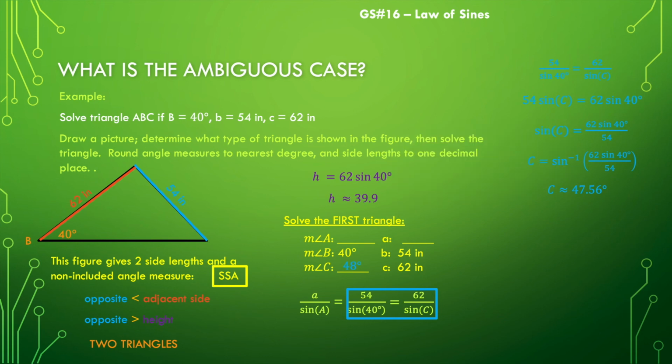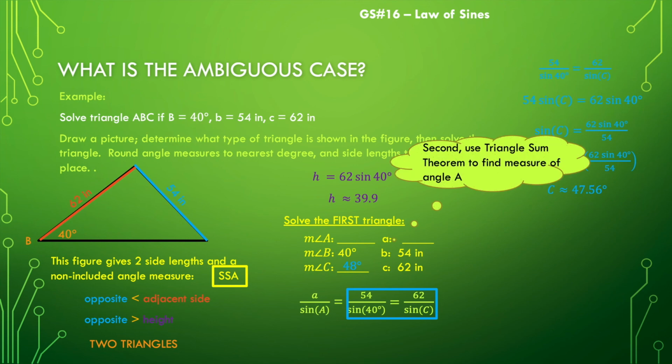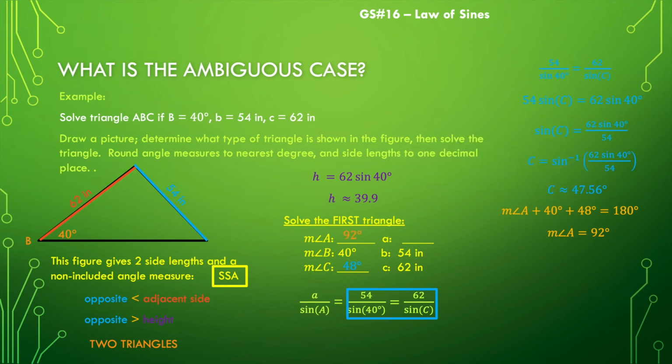Okay, so next we've got two angle measures, so let's find the third. We'll use that triangle sum theorem to find the measure of angle A. So measure of angle A plus 40 degrees plus 48 degrees will equal 180 degrees. That means that the measure of angle A will be 92 degrees. Okay, let's put that in our table.